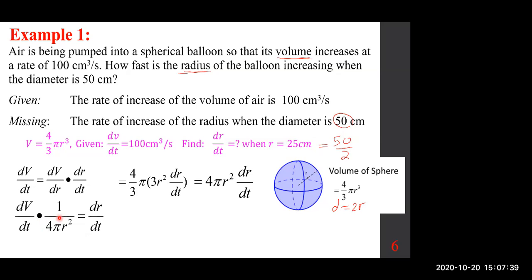Multiplication by the reciprocal means division by the expression itself. Now plug in. So dr/dt is dV/dt, which is 100, over 1/4 pi r squared, 1/4 pi 25 quantity squared. By the way, don't forget that whatever we do to numbers, we do to units. So this 100 is 100 cubic centimeters per second, okay? And this one is 25 centimeters squared, so this is centimeters squared.